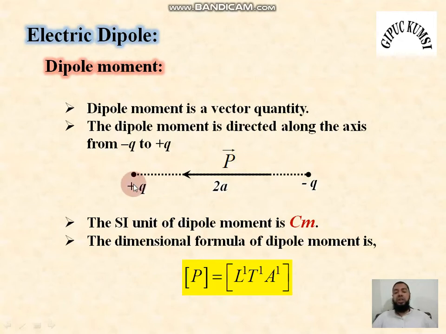Dipole moment p is always directed from minus q towards plus q. This is the direction of dipole moment. Very important. Then what is the SI unit of dipole moment?